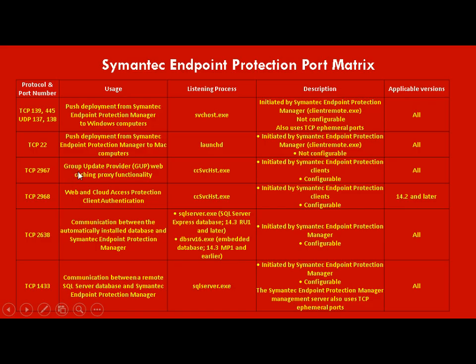TCP/2967 is used for group update providers. We have just seen what a GUP is, the web caching proxy functionality. The listening process is ccSvcHst, initiated by Endpoint Protection clients. It is configurable. Applicable versions are all. TCP/2968 is for web and cloud access protection, cloud and client authentication. Again ccSvcHst, initiated by Symantec Endpoint Protection clients. It is configurable and versions are 14.2 and later. So this is a bit different.